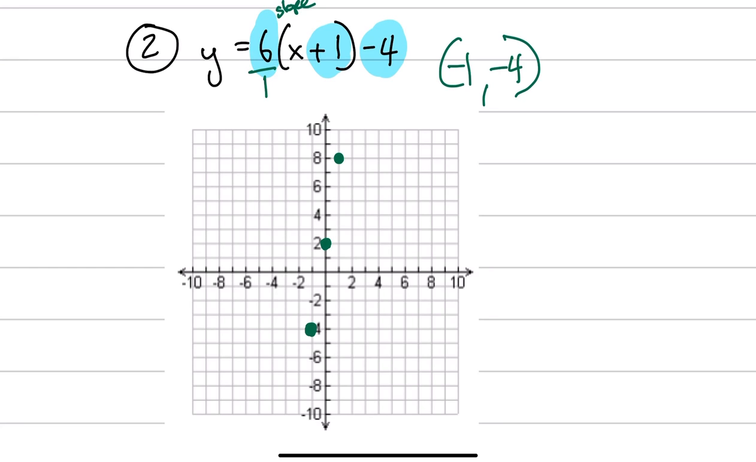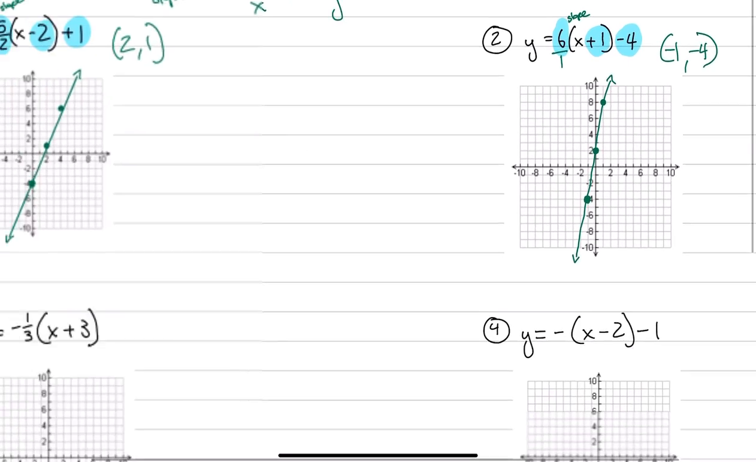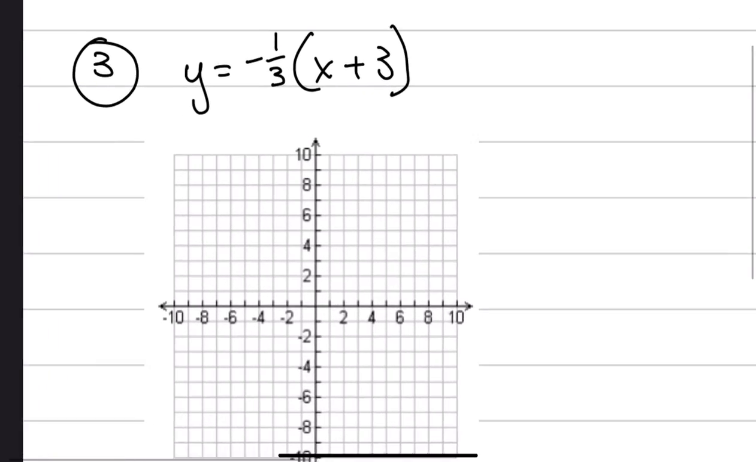Cool. Now I have 3 points, so I'm just going to draw a line through them. And that is what that one looks like. Okay, number 3, all the way over here.